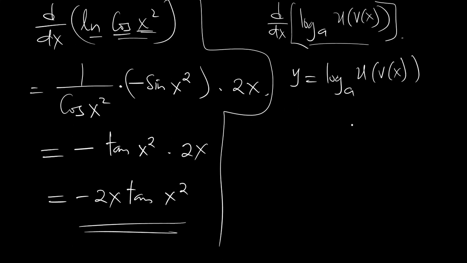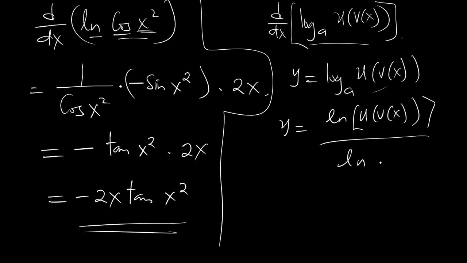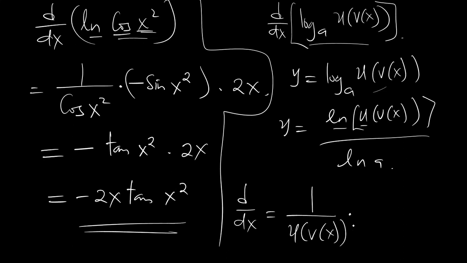So for us to do the derivative of this, we first need to do a change of base. To do the change of base here, you have log e, or instead of writing log e, I use ln u function of v function of x divided by ln a. Now the derivative of y with respect to x will be 1 all over u function of v function of x, times the derivative of this u, which will be u with respect to v.